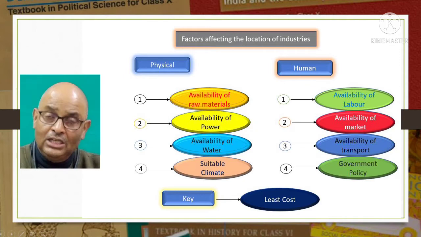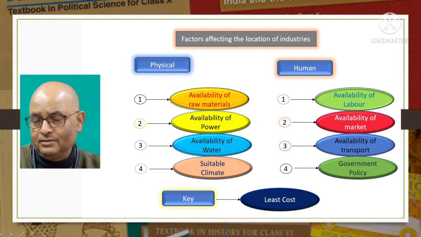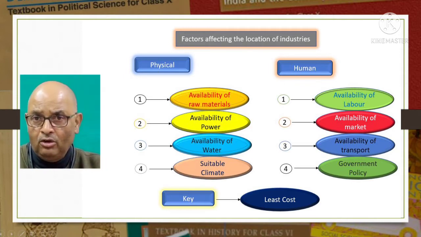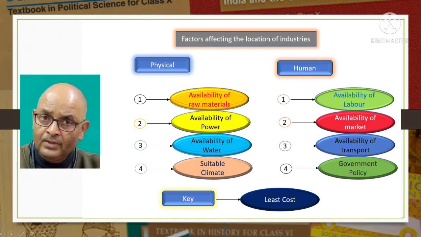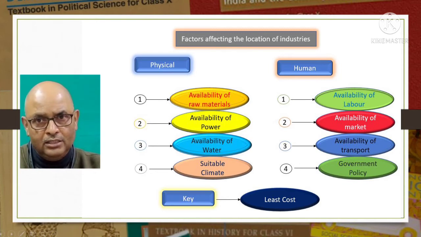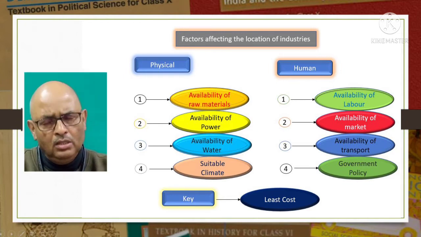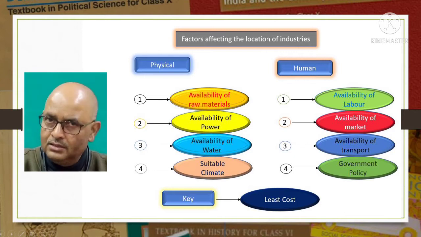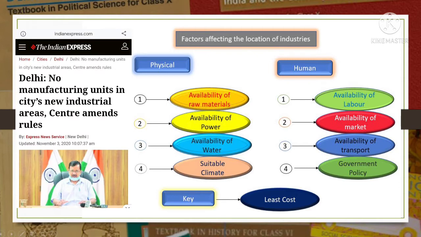Apart from these factors, government policy is the most important factor. In order to promote balanced regional development, the government may offer some incentives like cheaper power, land at cheap rates or tax holidays for a few years to attract the entrepreneurs to set up industries in less developed and backward areas. On the other hand, high rates of taxes may discourage some industries from setting up in some other area. Understood? Sometimes the government may set certain restrictions in the allocation of land for industries in order to control excessive pollution.